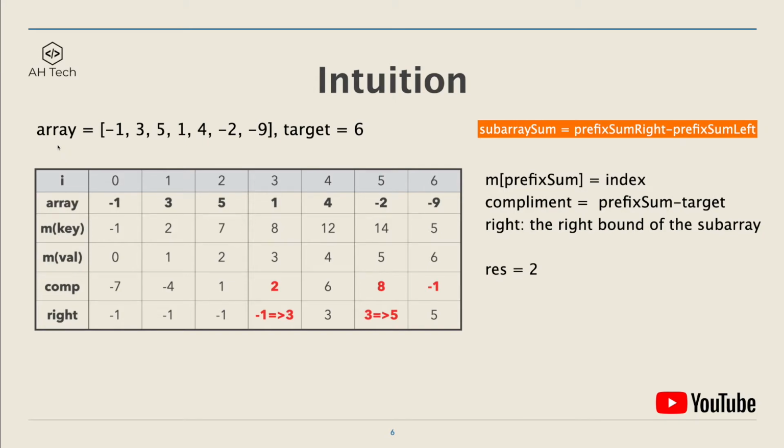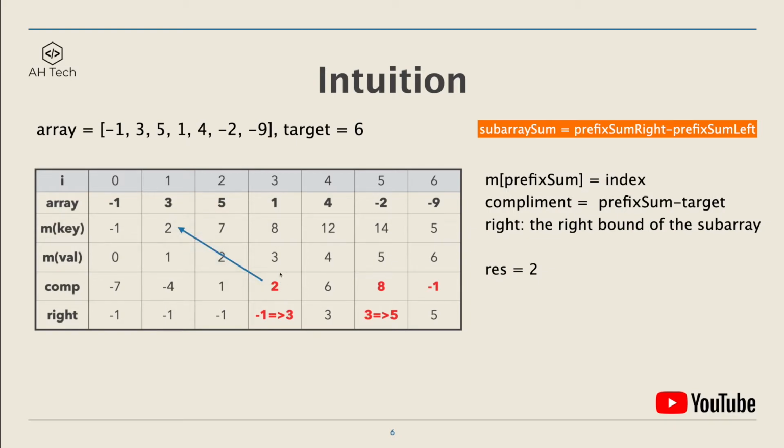For example 2 in the problem, first let's generate the hash map. The key is the prefix sum at each index, which is negative 1, 2, 7, and so on. The value will be the index of the array, so it will be just 0, 1, 2, 3. And then we go through the array and calculate the complement variable based on this formula. So it will be negative 7, negative 4, 1, 2.